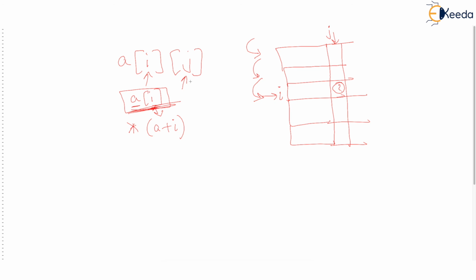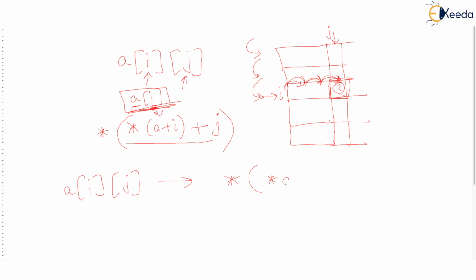But we want the jth column. That means we want to go ahead by j integers. So you know that if I add j to this, then I will reach that many bytes ahead and I will reach the jth integer. By the way, if I write this notation, then I will get the address of this location, which I am right now marking. But I don't want the address, I want a value. So I will give asterisk before this. So A[i][j] can be written as, or is equivalent to, *(*(A+i)+j).